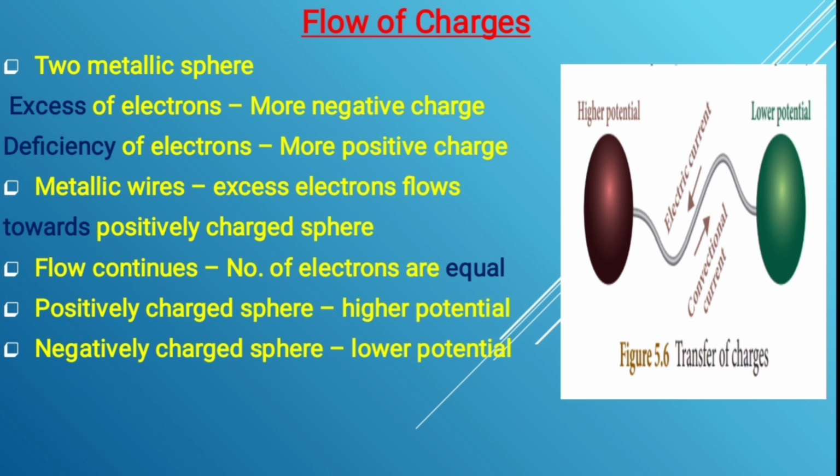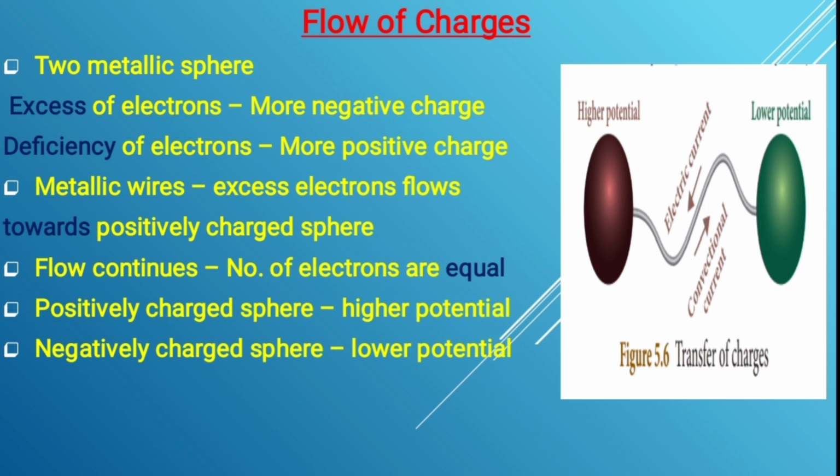Next, here is a picture that shows the flow of charges. Let us take two metallic spheres. Here the excess of electrons, which is nothing but more negative charge, is present. Deficiency of electrons means it has a low negative charge, as well as we can say it has more positive charge. Metallic wires are connected between these two spheres. One has higher potential and the other has lower potential.